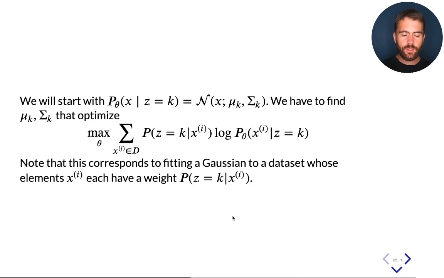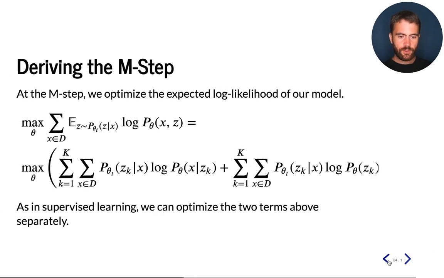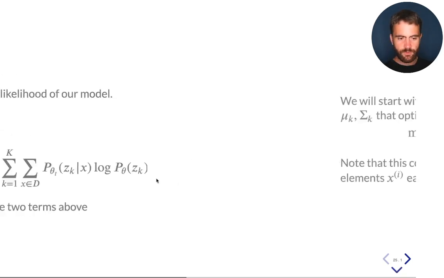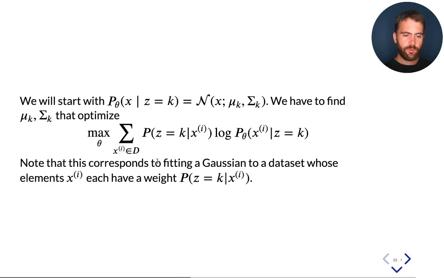So let's maximize each of these two components separately. I should point out that in this example we only have the conditionals, and these have the mu and the sigma parameters, and then this part here only has the phi parameters. Because we have a summation, we can optimize each of these separately. So let's start with the former.